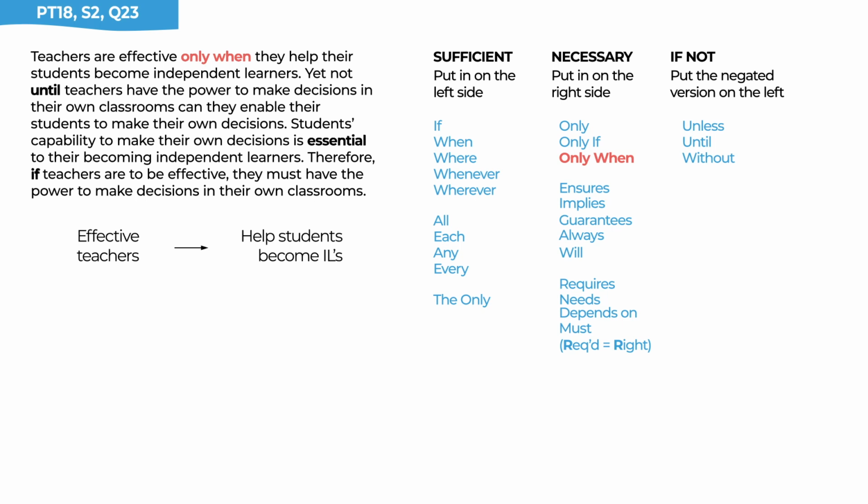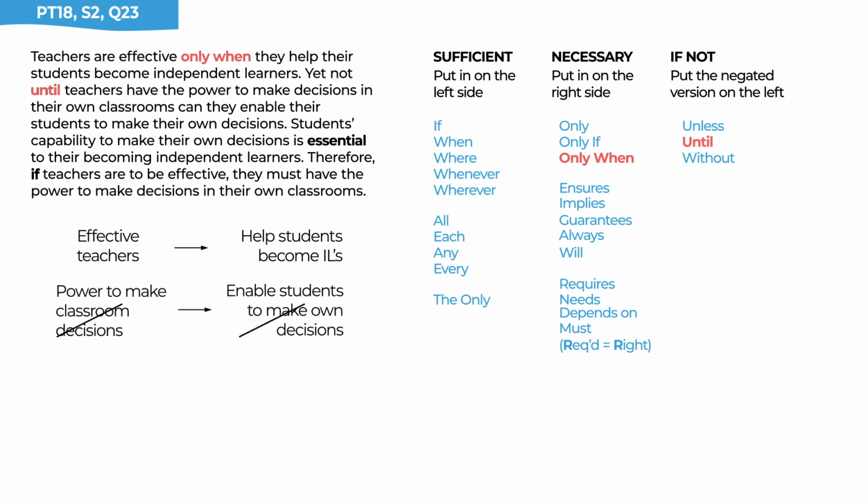In our second sentence, we see until, which is an if not. So we need to put on the left side if teachers do not have the power to make decisions in their own classrooms. The tricky thing here is that the other idea needs the not that appeared earlier in the sentence. We're saying if teachers don't have the power to make decisions in their own classroom, then they cannot enable their students to make their own decisions.